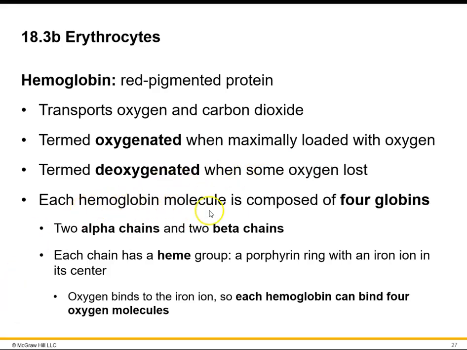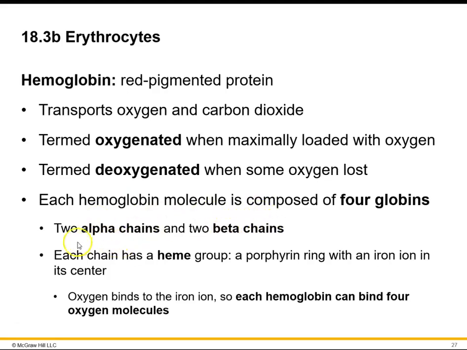Okay, each hemoglobin molecule is going to be composed of 4 globins. Okay, and that's going to be 2 alpha chains and 2 beta chains. And all that means is that the alpha chains are proteins that are identical to one another, and the beta chains are proteins that are identical to one another.